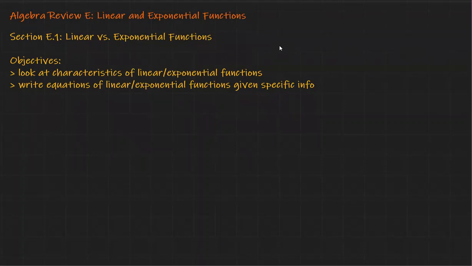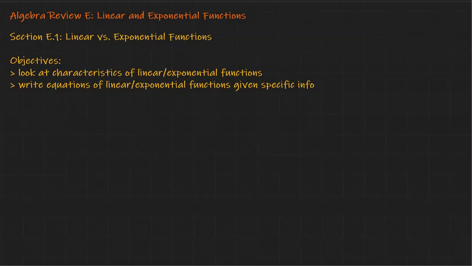We're going to start with section E.1, continuing with our algebra review E before we head on to chapter 4. We're going to talk about linear versus exponential functions, okay? So our objectives are to look at characteristics of linear and exponential functions and then write equations given specific info related to those functions, okay?